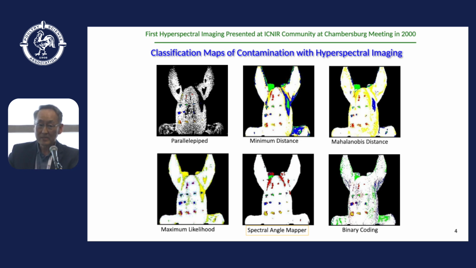When you look at just a single wavelength band ratio, we can see only the fecal spot. But this is the power of hyperspectral imaging, okay? If we collect this hyperspectral data from chicken carcasses, this is the fecal contamination there.